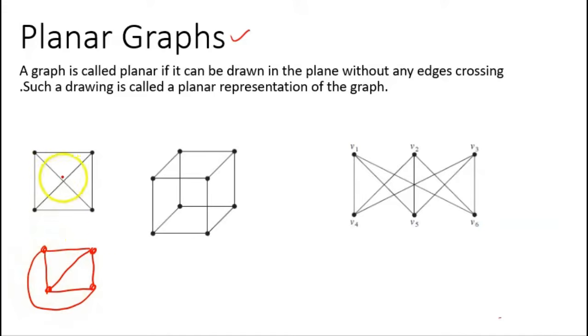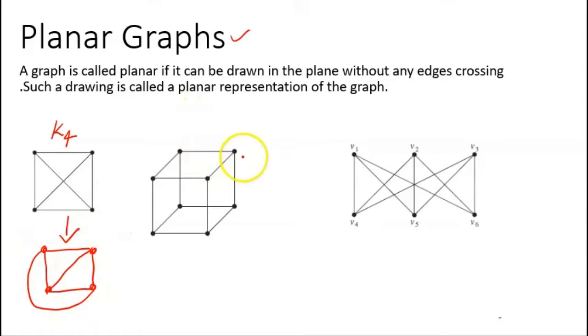Now you can see that everything is the same except the situation that we came across here, where these two edges are crossing, but here that crossing has been avoided by redrawing this edge. Now this representation of this graph is known as a planar representation. I hope you all remember that this graph is K4, that is, the complete graph with four vertices. So this is a planar representation of the K4 graph.